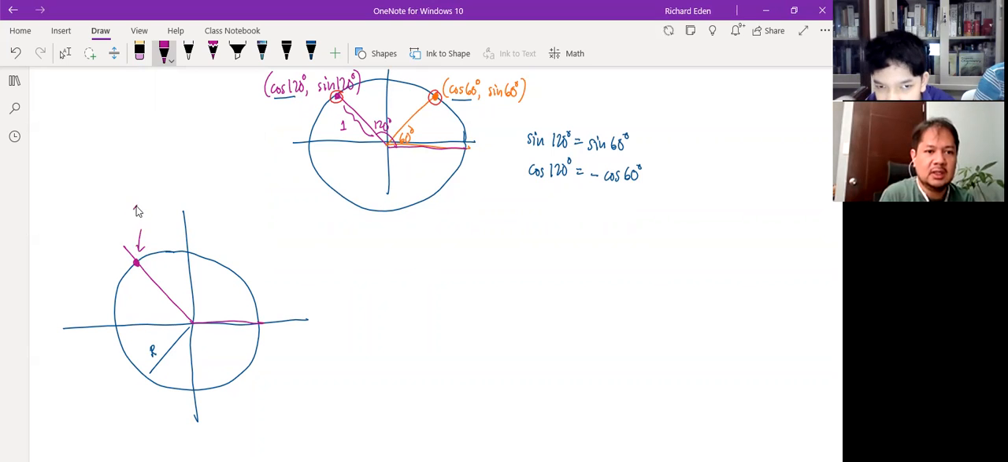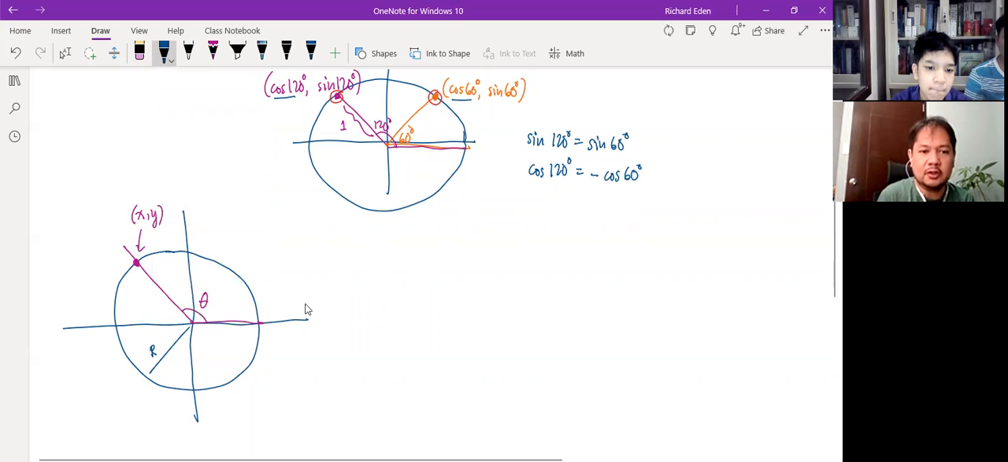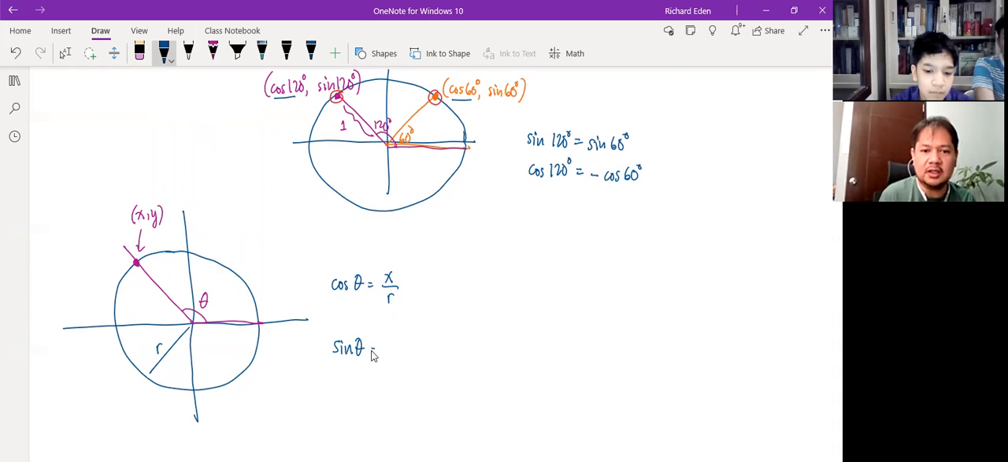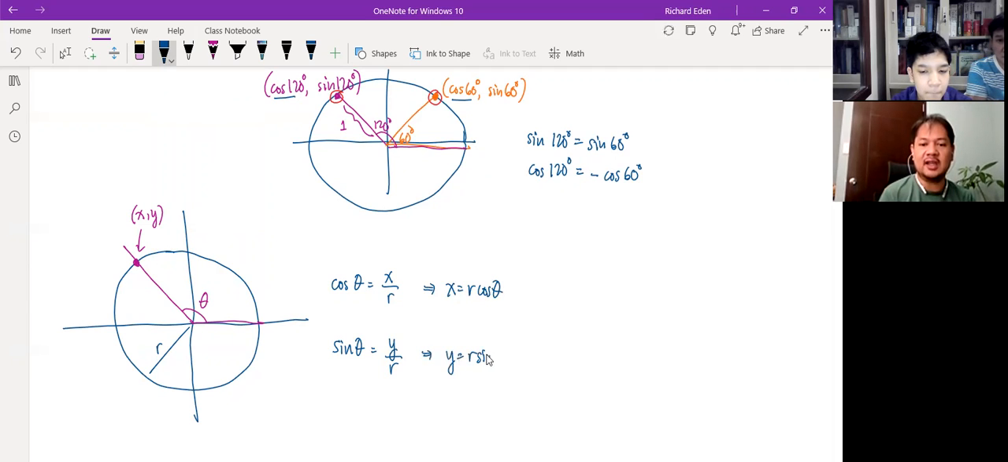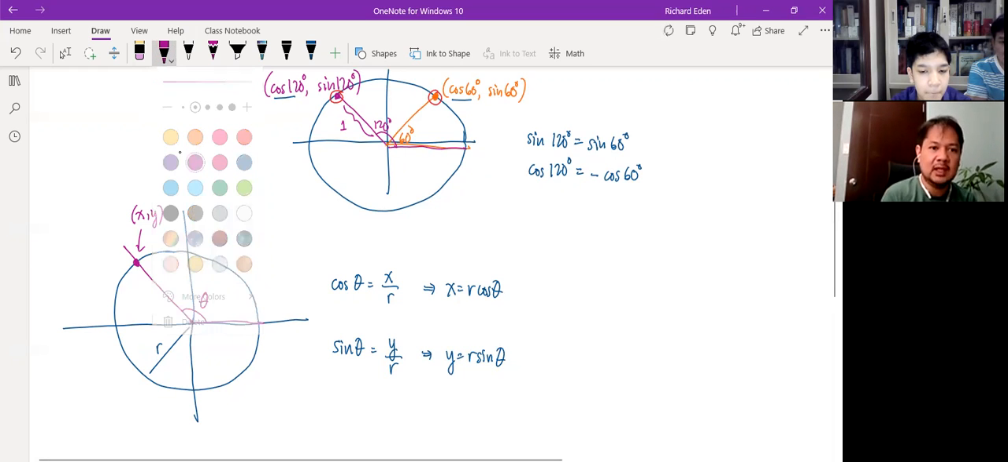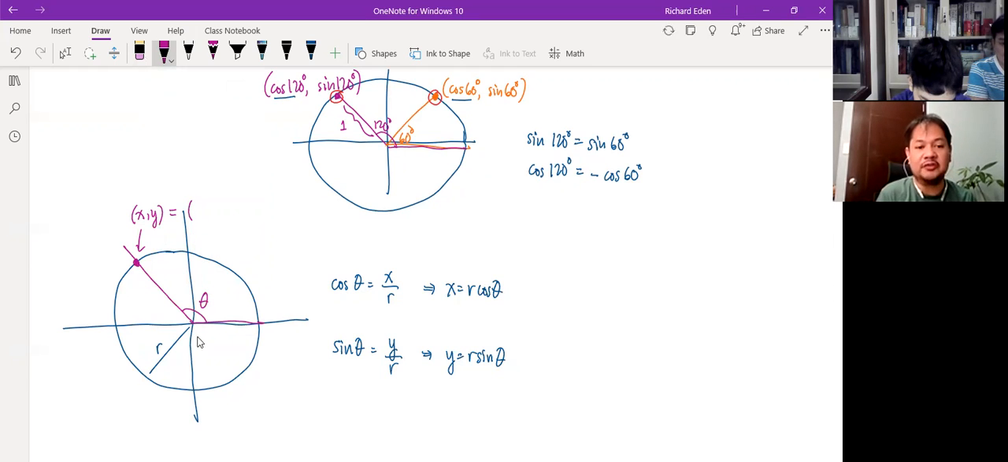The point of intersection, let's say the coordinates are x and y, and then this is angle theta. So cosine theta is x over, let me use small r for uniformity with the small r I've been using. All right, and then sine of theta equals y over r. So what's gonna happen is that x is r cosine theta, y equals r sine theta. So alternatively, the coordinates can be expressed in terms of the angle theta and in terms of the radius r in the following manner: r cosine theta, comma, r sine theta.